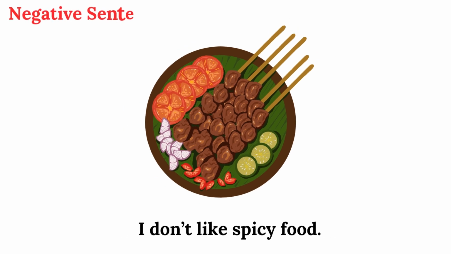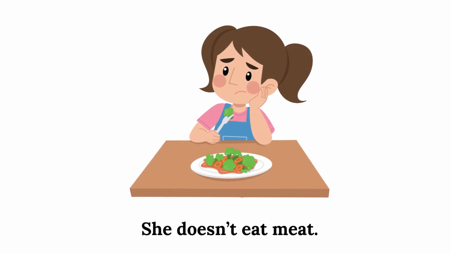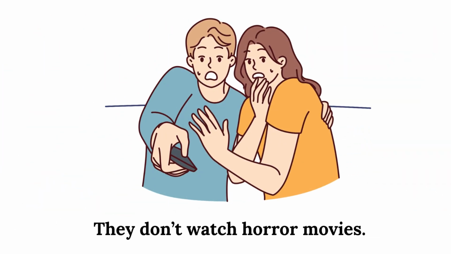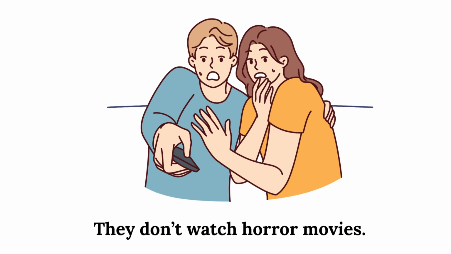Negative sentences. I don't like spicy food. She doesn't eat meat. He doesn't drink coffee. They don't watch horror movies.